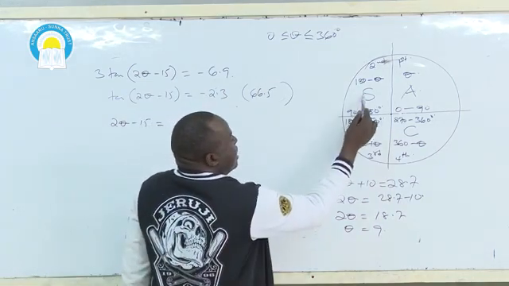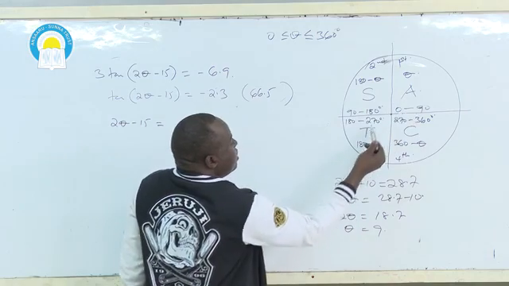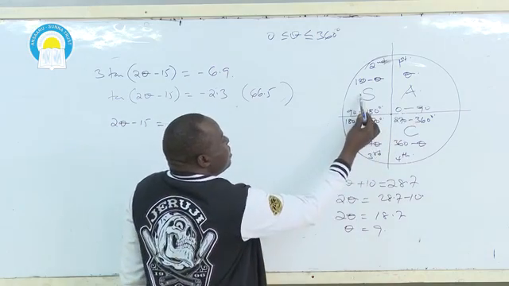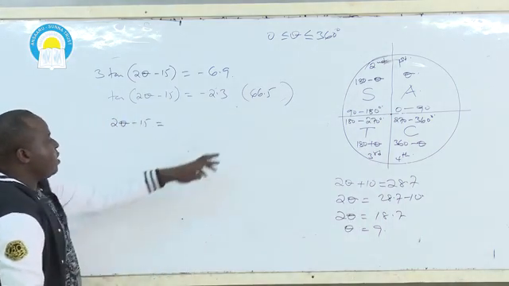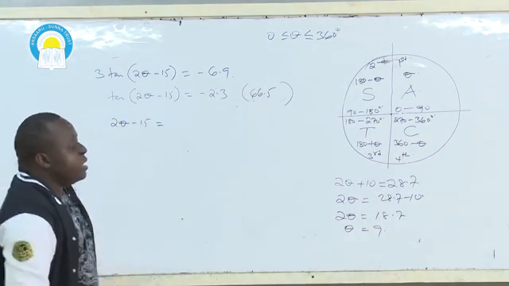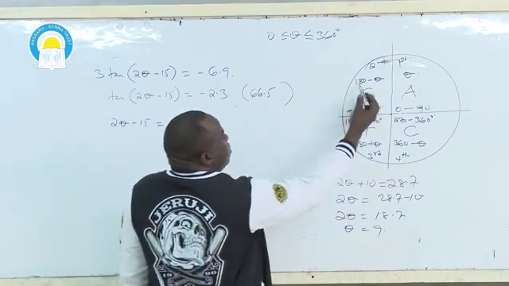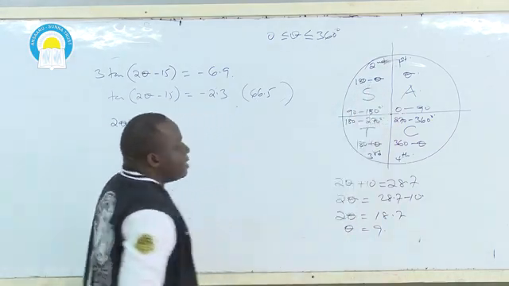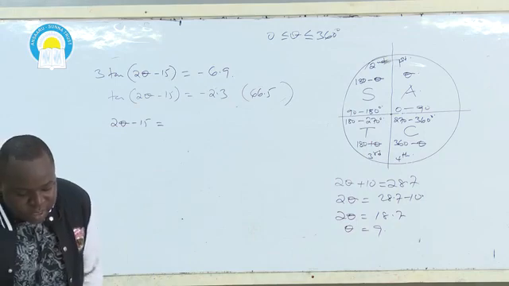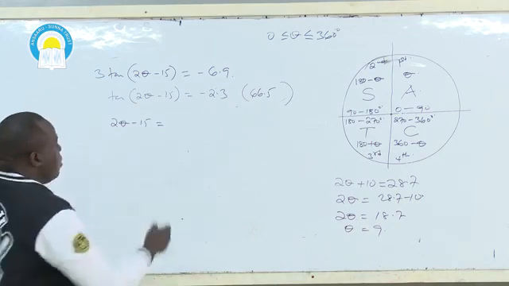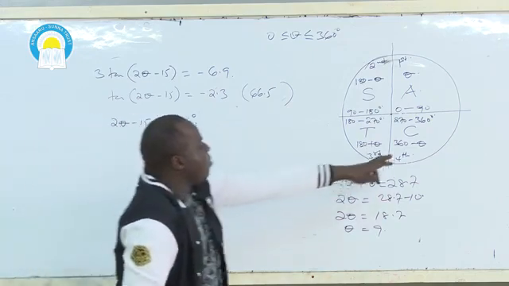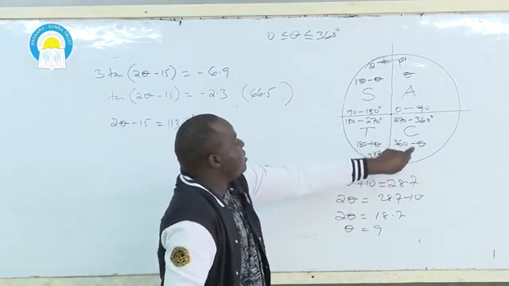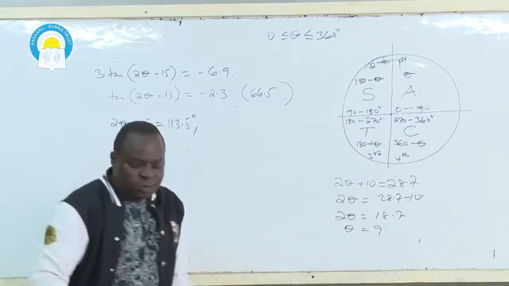Tan is negative here and here, because obviously you can see in these two it's positive. So tan is negative in the second and in the fourth quadrant. So in the second quadrant, using this working angle, the second quadrant angle should be 180 minus 66.5. 180 minus 66.5 should be 113.5 degrees. In the fourth quadrant, it will be 360 minus 66.5.